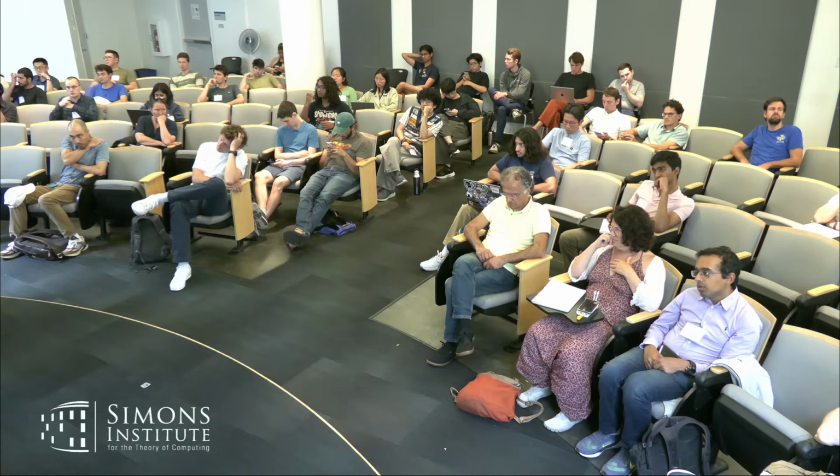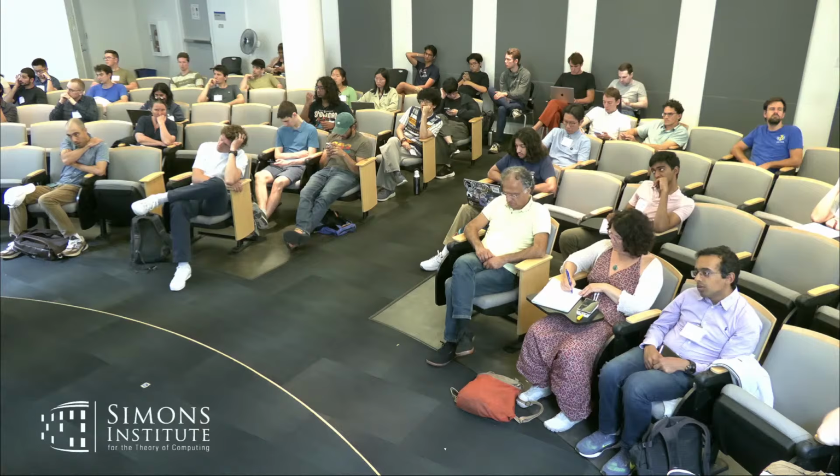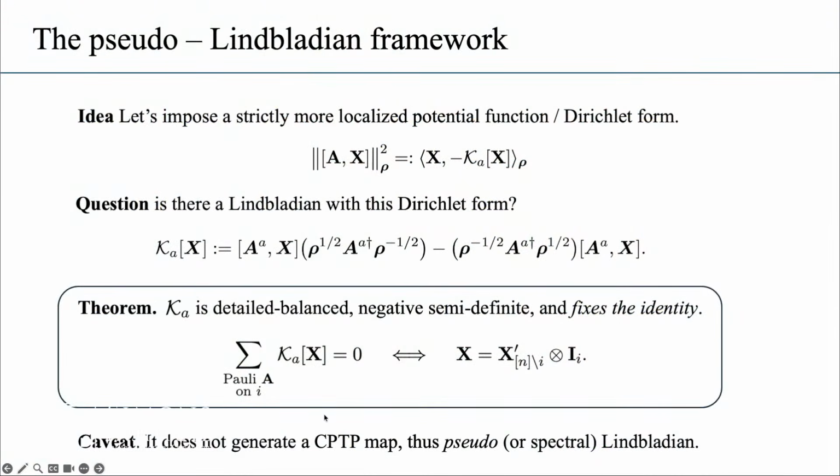Right. So crucially, it does not generate a completely positive and trace-preserving map, so we can't physically implement it. And it's also the reason why the title of this paper is fast mixing, not to be confused with rapid mixing. So we only get a spectral gap, not a log Sobolev constant or a log n mixing time. And the reason is that to talk about log Sobolev constants, you need a completely positive trace-preserving map. You need something that satisfies the data processing inequality, if you know what that is.